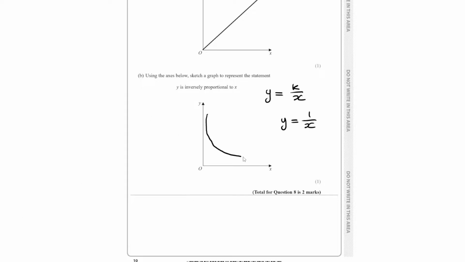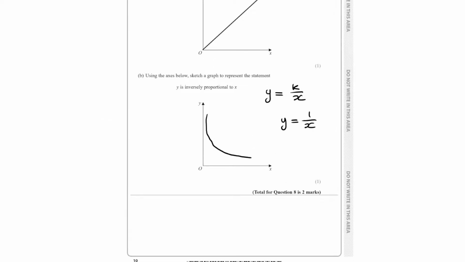So this one would be, oh, that was really bad, but something like that, basically. Try and make it look like a reciprocal graph as best you can. Okay, so direct proportion is just like a straight line graph from 0, 0. Inverse proportion is a reciprocal graph.